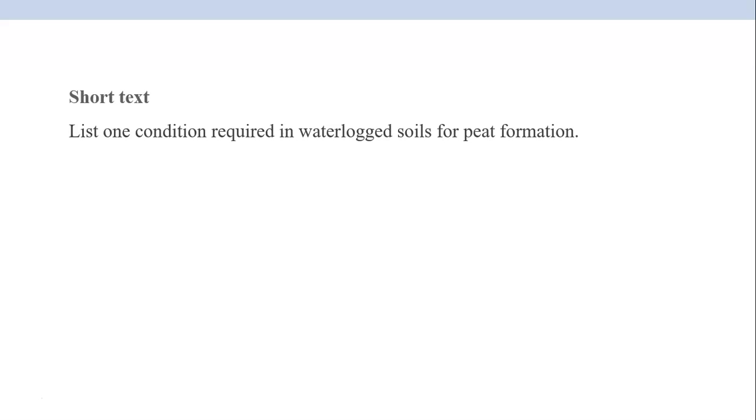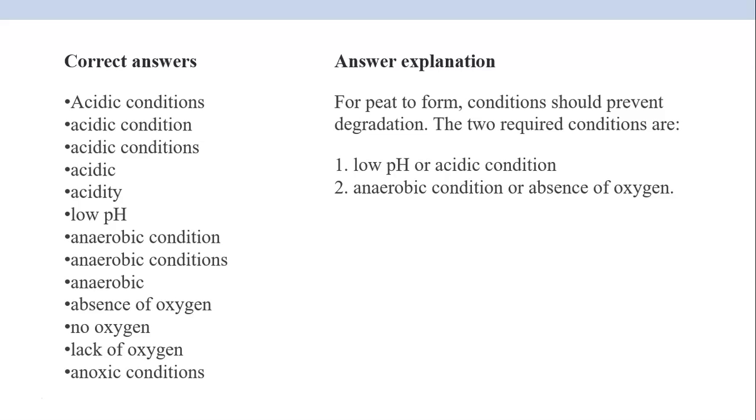This is a short question. List one condition required in waterlogged soils for peat formation. There might be several conditions. You just call one. Alright, acidic condition or low pH, anaerobic condition, absence of oxygen. All of these can be your answer. Lack of oxygen and these. And the answer explanation: for peat formation, conditions should prevent degradation. The two required conditions are low pH and anaerobic condition.